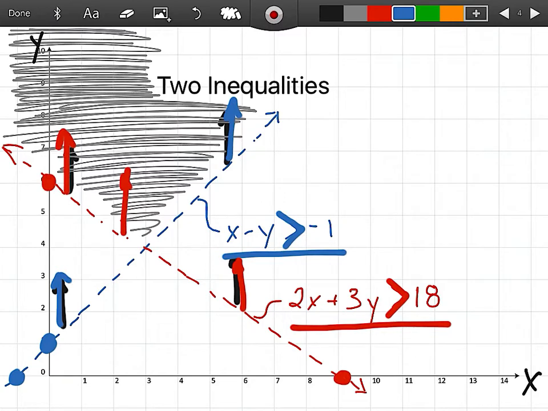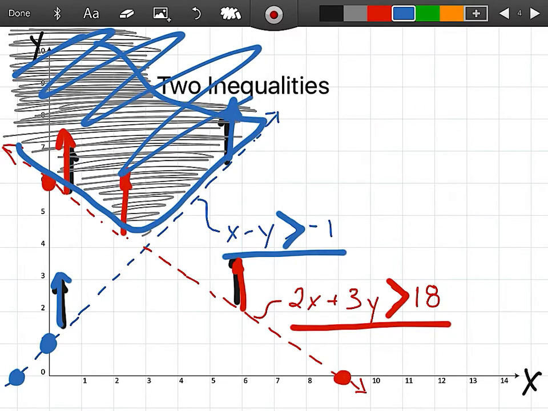So the place where these two intersect is this gray area here. All of this is now the shaded region.